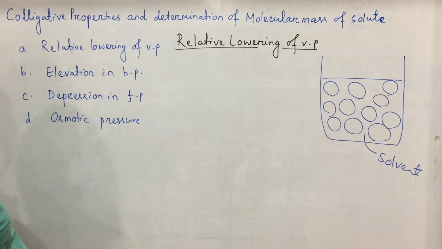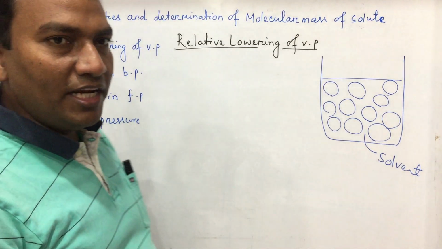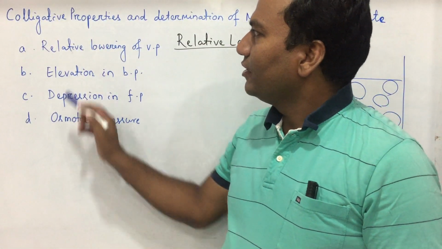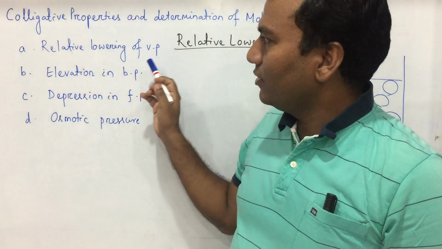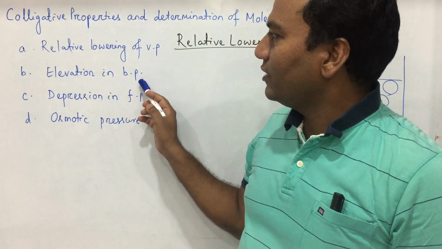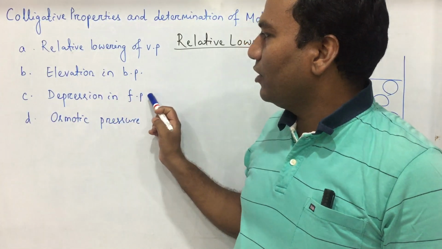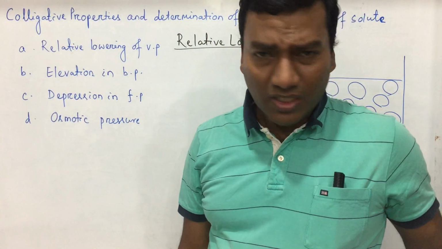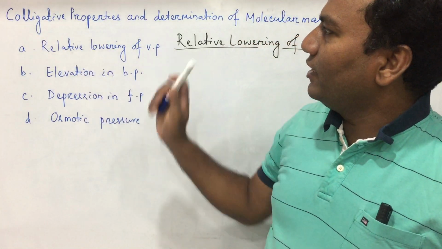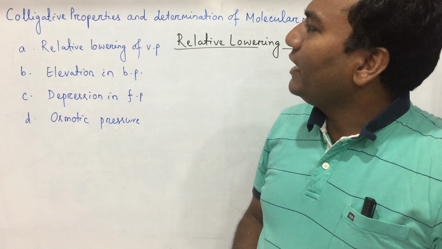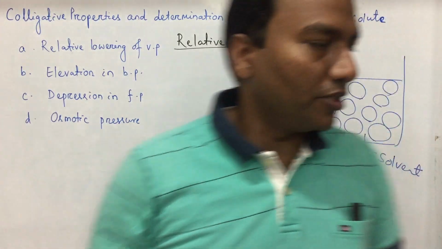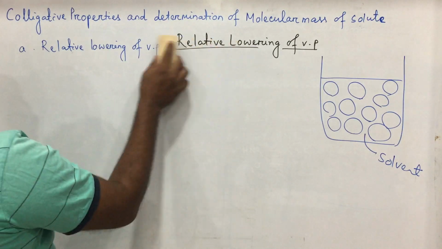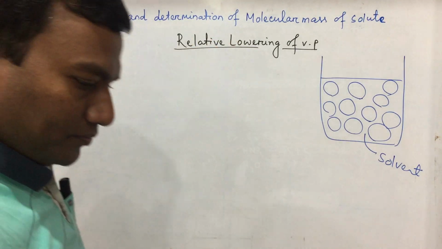Clear? In colligative properties, we will read four types: first, relative lowering of vapor pressure; second, elevation in boiling point; third, depression in freezing point; and fourth, osmotic pressure. First we will read in detail relative lowering of vapor pressure.